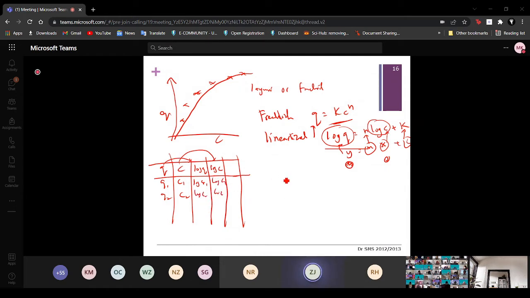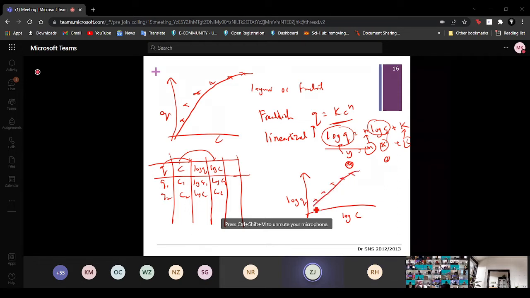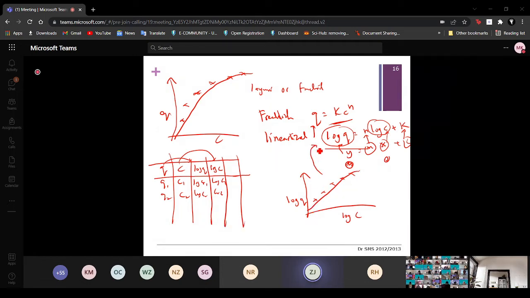Once you get the logs, you plot. Here is log Q, here is log C. So this time you plot log Q against log C. So you see, do you get a linear line or not? Let's say you plot and you get linear. Linear means it tallies with this linearized equation. To know whether it is linear or not, it is a straight line.